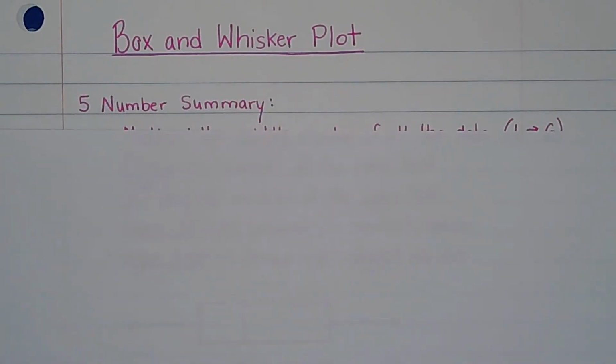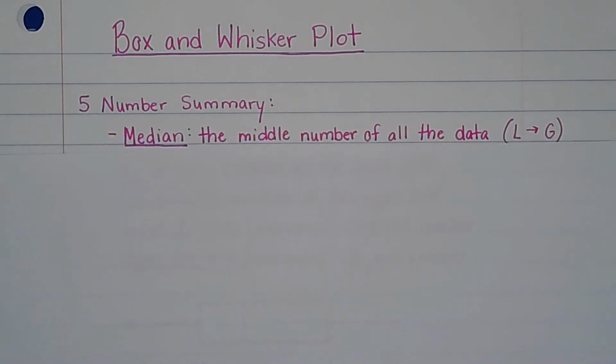So, a box and whisker plot, when you see a picture of it, it'll make total sense why it's called that. But there are 5 locations on a box and whisker plot that you need to be aware of, all right? And it's called the 5-number summary. First one is nothing new. It's the median, the middle number.